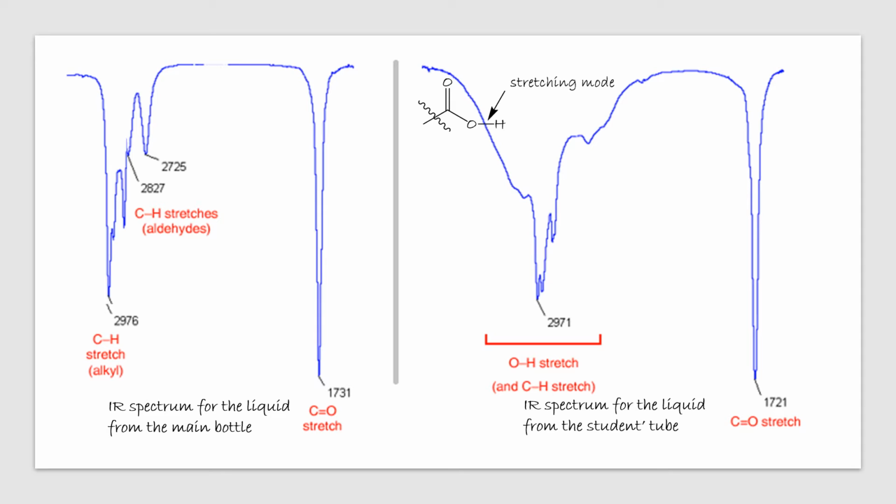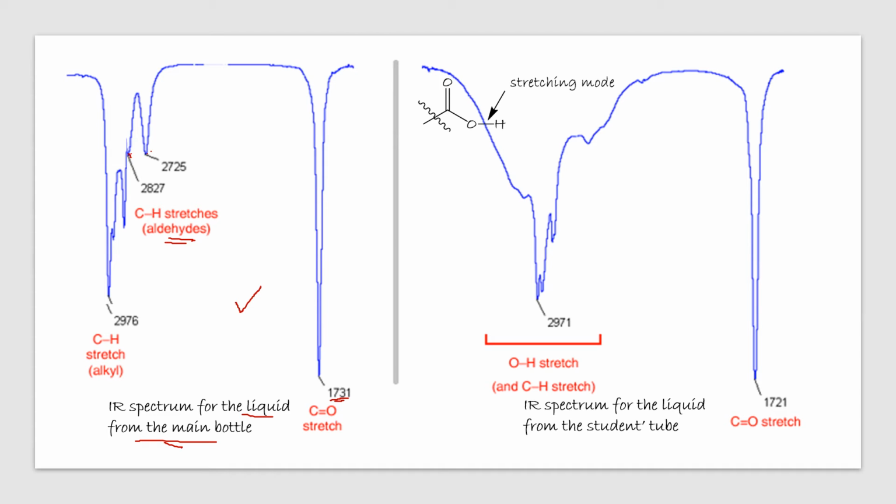Well, this is the IR for the liquid from the main bottle. Here it is clear that you have two small peaks, characteristic of the aldehyde C-H stretch, and a peak at 1731 for the C=O stretch. This is an aldehyde.